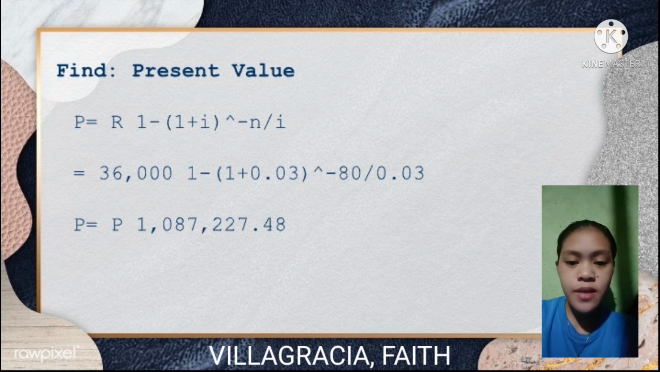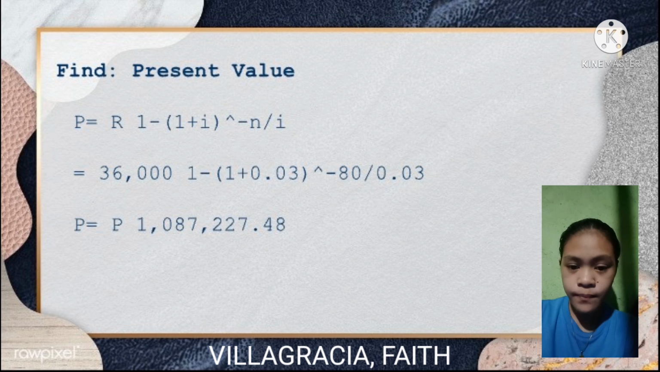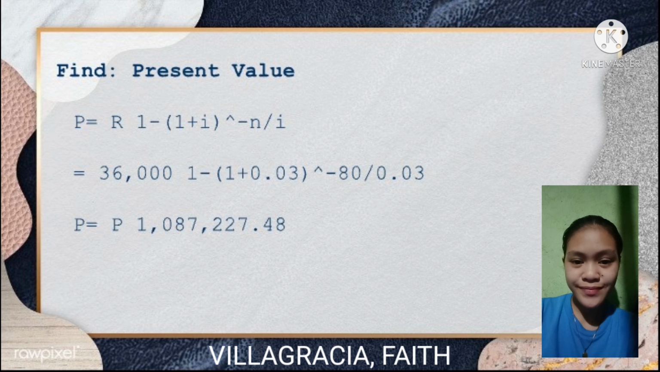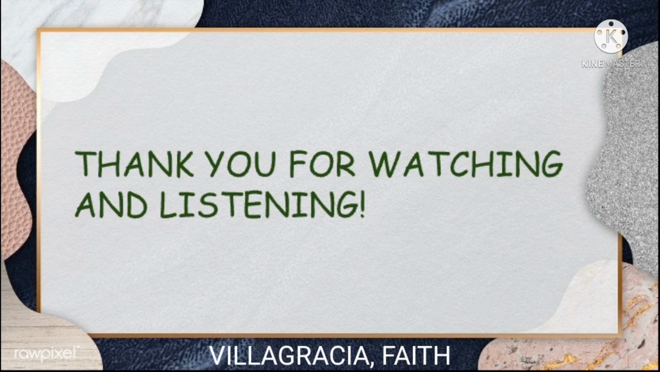The formula of present value is P equals periodic payment times (1 minus (1 plus I) raised to negative N) divided by I. Periodic payment is equal to 36,000 times (1 minus (1 plus 0.03) raised to negative 80) divided by 0.03. So the answer for present value is 1,087,227.48. Thank you for watching and listening.